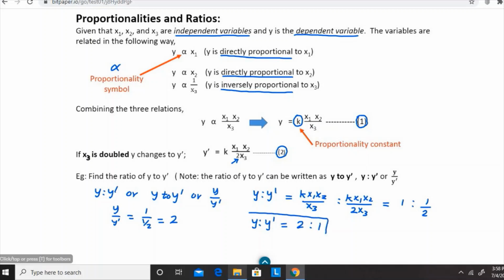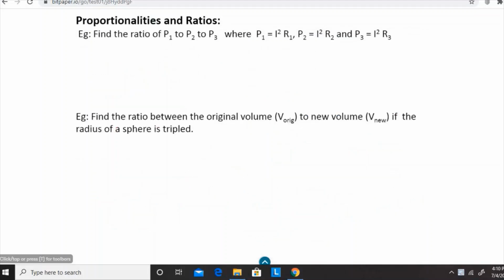Okay, so this simplification, this identifying the proportionality, writing the ratios, simplifying the ratios is very important in this course. So that's why I want to review it like this. Okay, let's try to do these two examples that are related to proportionalities and ratios.